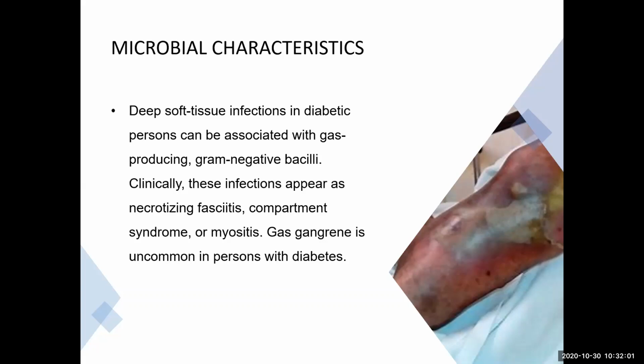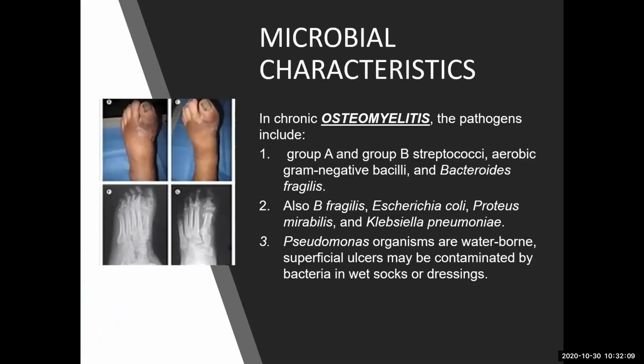Gas gangrene is not common, although some doctors say he's having gas gangrene. It is not common in diabetic patients. In chronic osteomyelitis, the pathogens include group A and group B streptococci, aerobic gram-negative bacilli, and Bacteroides fragilis, Escherichia coli, Proteus mirabilis, and Klebsiella pneumoniae. Although we meet Pseudomonas frequently, it is waterborne and superficial. It may be contaminated by bacteria in wet socks or dress, because diabetic patients especially have high output discharge.